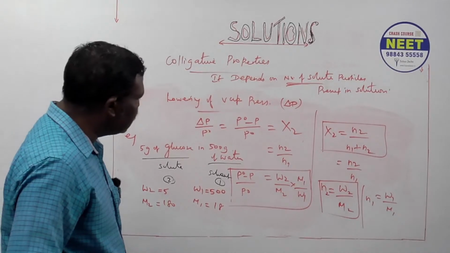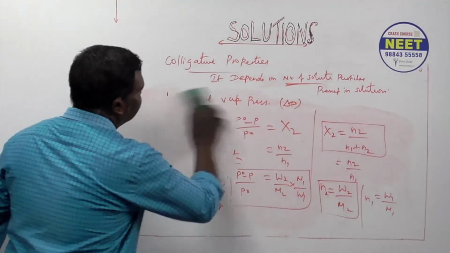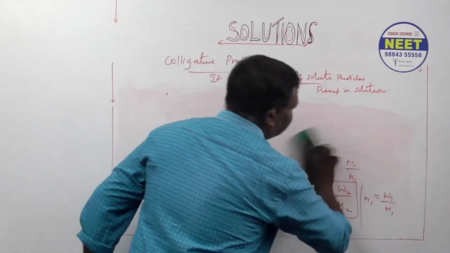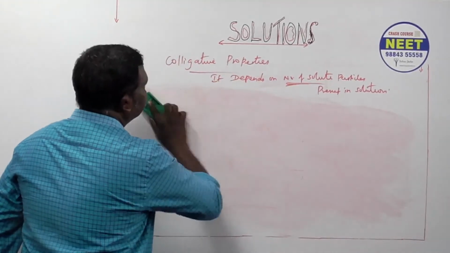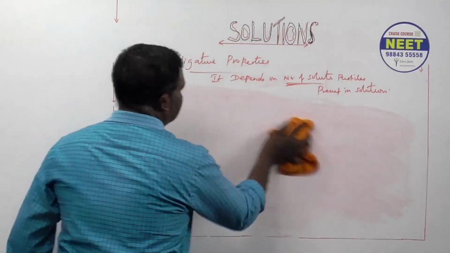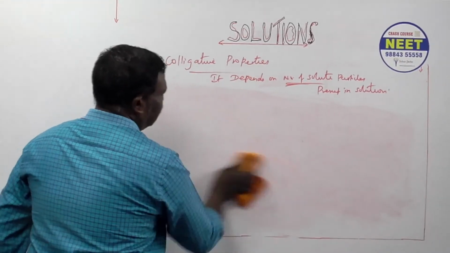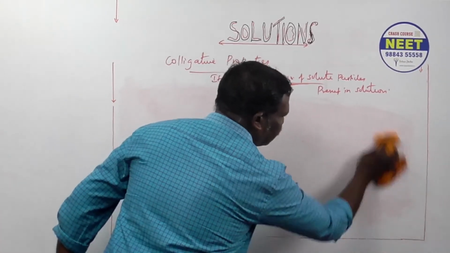Finished? Okay. Next one. What's the next one? Write yourself. What is the next one? Next property? What's the next property?